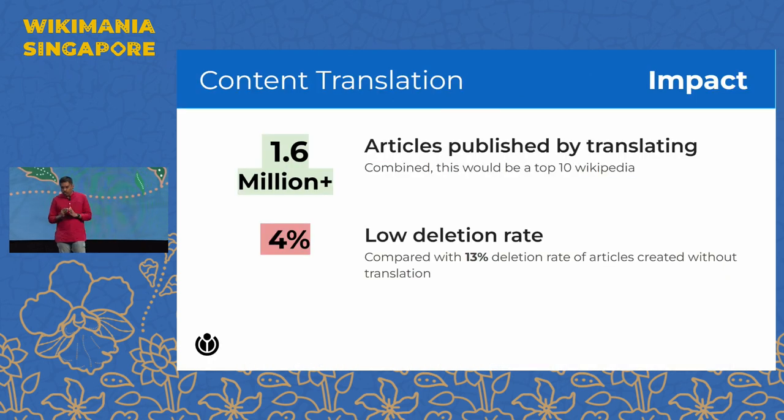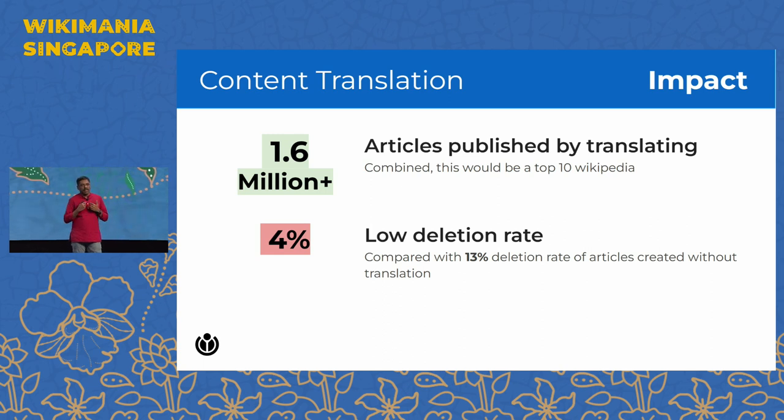So far, with this tool, since it was started in 2015, we have published 1.6 million articles using this tool. Just to get a sense of that, if you combine all these 1.6 million articles into a single Wikipedia, this would be one of the top 10 Wikipedias we have.